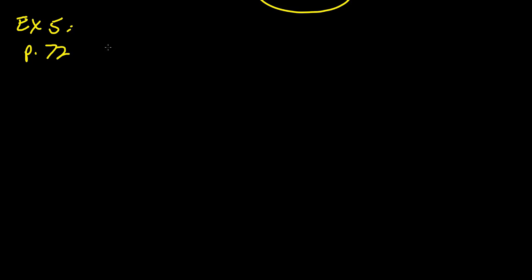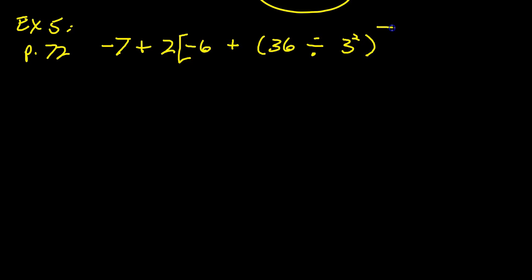This one's a little nastier. Copy it right. Minus 7 plus 2 times bracket minus 6 plus parentheses 36 divided by 3 squared. All right, so we've got a lot of numbers here and a lot of different operations, and we've even got nested parentheses or nested symbols of grouping. So symbols of grouping are parentheses, like parentheses, brackets, braces, things like that.